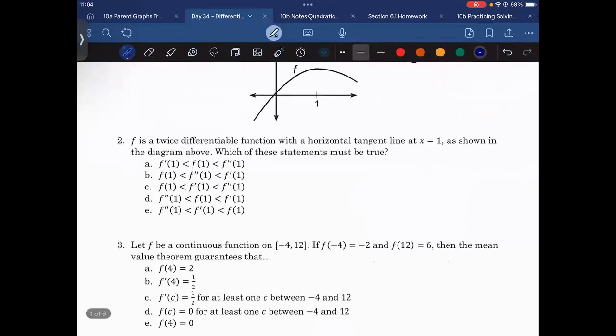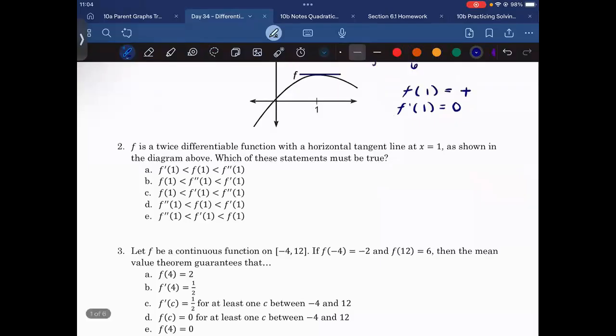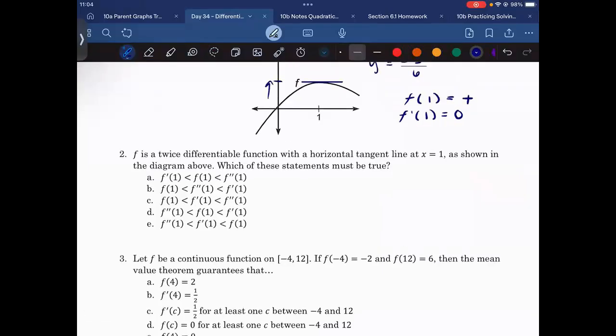Number 2. F is a twice differentiable function with the horizontal tangent at x equals 1. So I'm going to write that real quick. That means it's 0, right? F prime of 1 equals 0. It's going to help us. As shown in the diagram above, which of these statements must be true? We know my f prime of 1 equals 0. That's probably going to be in the middle. F at 1 is some unknown, but it is a positive y value, as we can see it's above. So we could call this 2, but it's some positive y value.